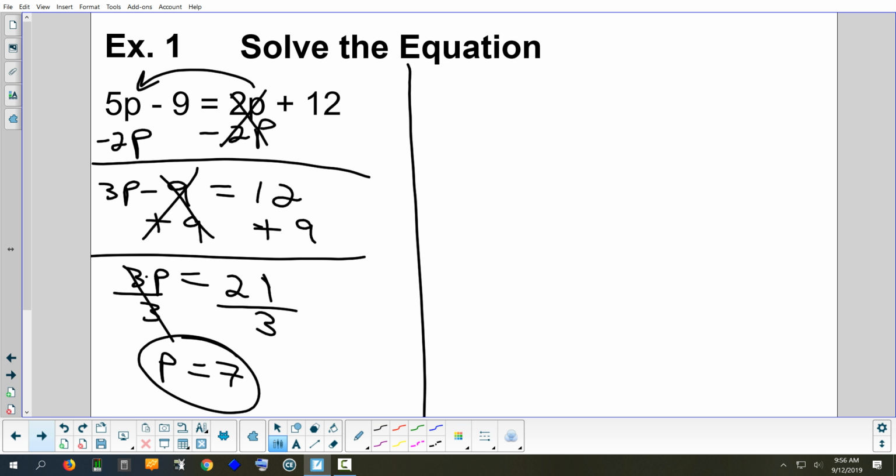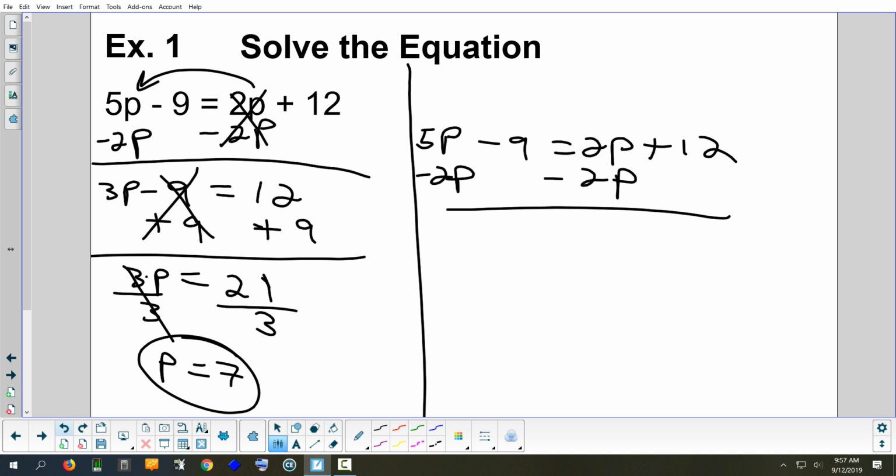I have a question. So that's what the minus 2p and the minus 2p is. That's the subtraction that I did to move it to the left side. Is there a way you can rewrite the whole problem with that? I'm not sure what you mean. Before you subtract, can you rewrite it? So, you started with 5p minus 9 equals 2p plus 12. And then you write what you're going to do on each side. Minus 2p, minus 2p. That's all you can really write. There's nothing else to write before that step.